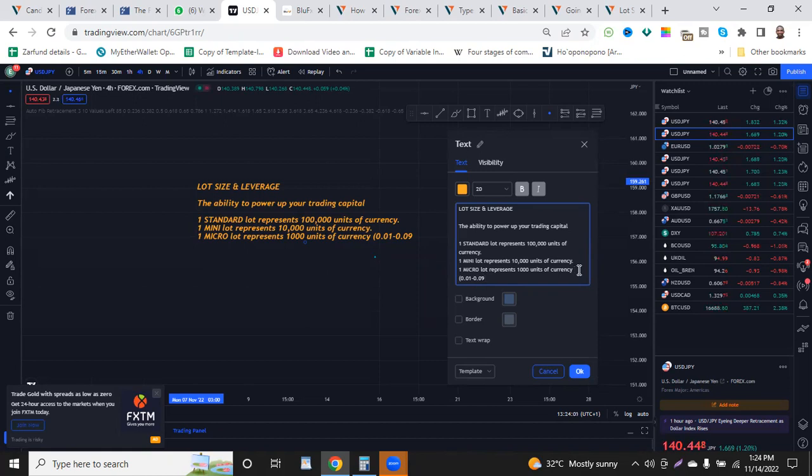Now you have the mini lot. The mini lot is 0.1 to 0.99. It's the next level, higher than the micro lots, about 10 times more. So your capital has to be maybe 10 times more for you to maintain the same amount of risk in the market. So that's the lot size.